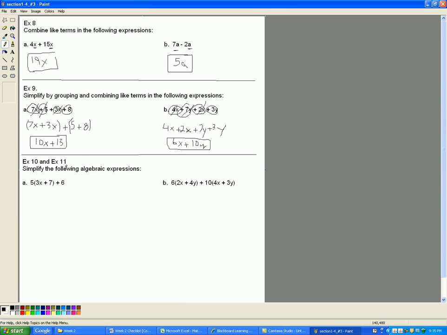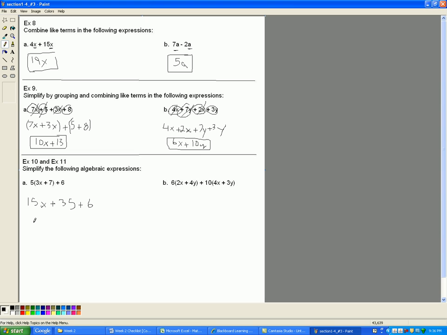The last two examples are going to be simplifying using algebraic expressions. So the first thing we see here is this is going to be distributive because there's no plus in between the number here and our parentheses. So we have to distribute the 5. So 5 distributed to the 3x makes that 15x, plus the 5 distributed to the 7 is 35. Now we don't distribute to the 6 because it's not inside the parentheses, so we just have to say plus 6.